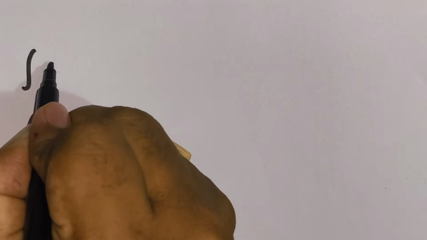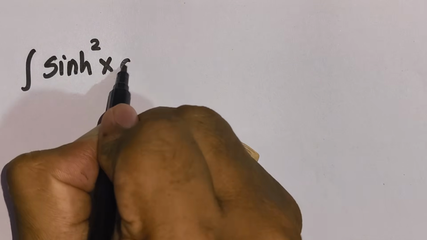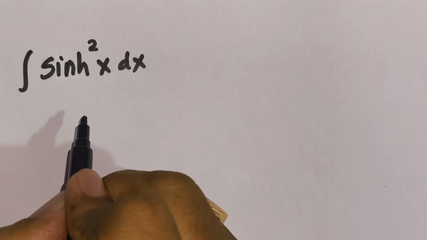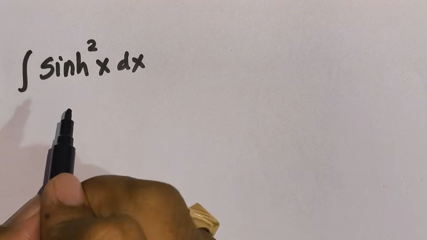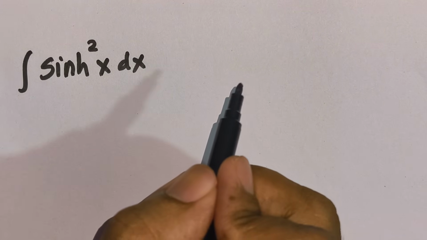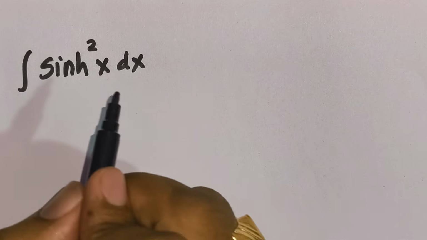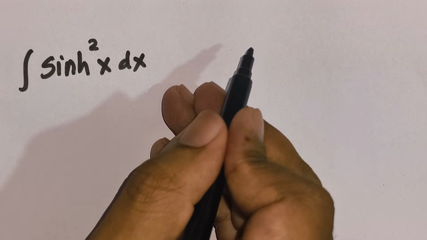Now let's find the integration of hyperbolic sine square x dx. Like in trigonometry, how do we do the integration of sine square x? We used to convert sine square x to cosine 2x using a trigonometric identity. Here also we will do the same thing. We will convert this to hyperbolic cosine 2x using hyperbolic identities.